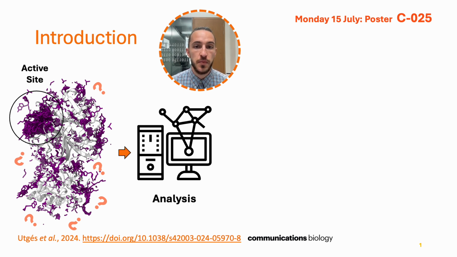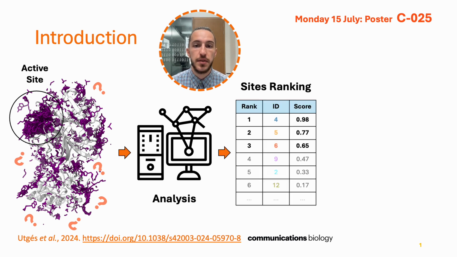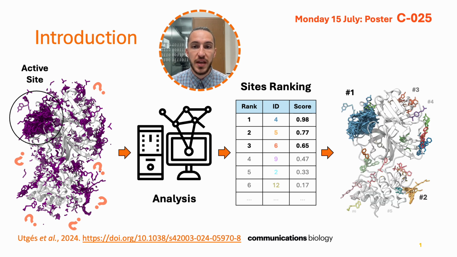To tackle this issue, we analyze all relevant interactions with the target protein to rank the binding sites on the protein surface based on a functional score. The top scoring hits can then be prioritized in a downstream analysis. To see more information about this, you can check the paper which we published in Communications Biology very recently.